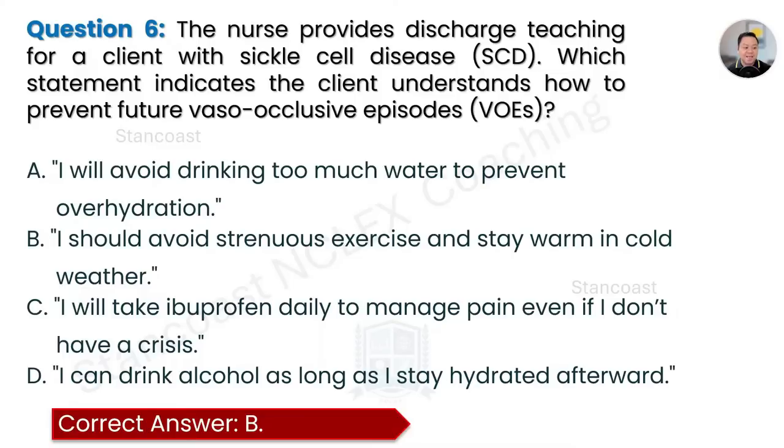We have letter D. I can drink alcohol as long as I stay hydrated afterward. We know that alcohol can trigger major events such as the VOEs. So even with hydration, alcohol can actually exacerbate complications of SCD, such as liver damage or poor circulation. So you have to be cautious of answers that suggest balancing harmful behaviors with compensatory actions such as drinking alcohol and then hydrating. Let's have number 7.